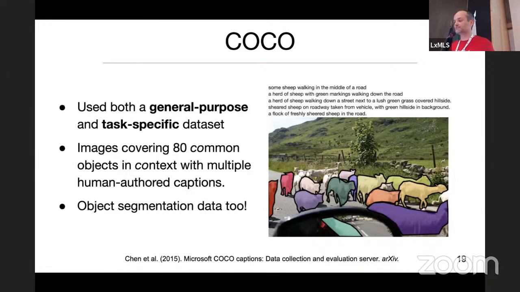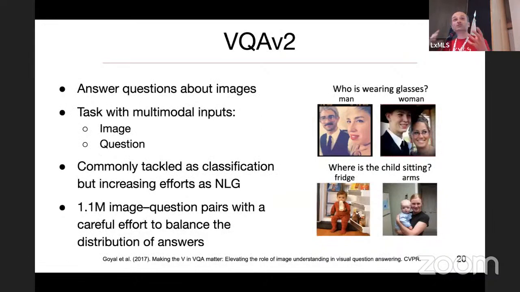And this is something that you can use for computer vision only tasks or multimodal tasks, depending on your interests. Something like VQA is where we have a much more task-centric data set. And the goal here is to answer questions about images. And so you typically have like this example here on the right-hand side. The question might be who is wearing glasses?